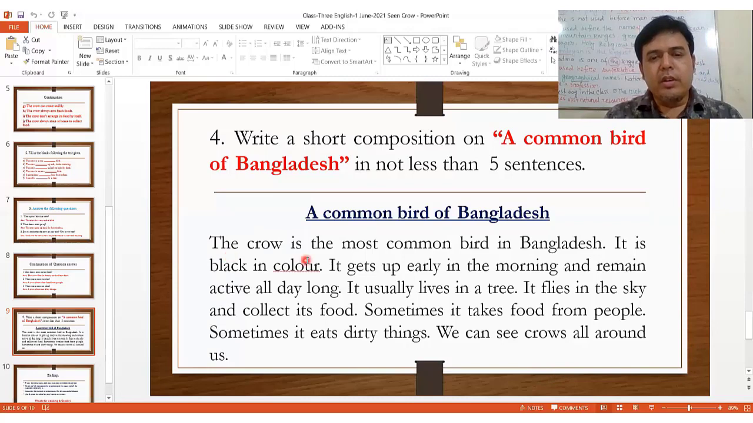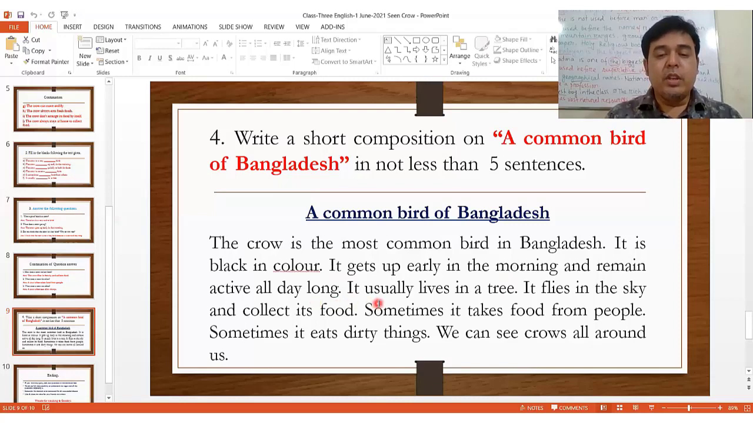So the crow is the most common bird in Bangladesh. It is black in color. It gets up early in the morning and remains active all day long. These are very simple sentences, and not very long. Also, I think it's suitable for you.